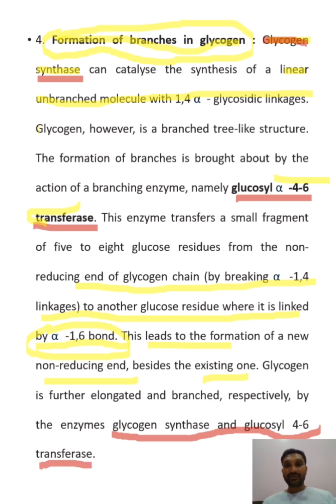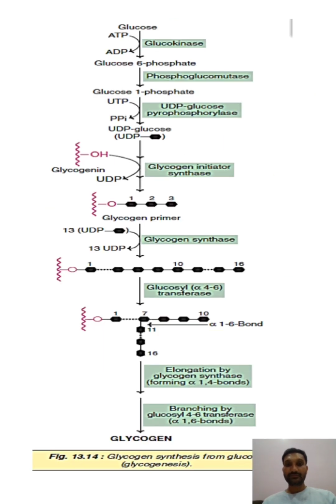The first enzyme is glycogen synthase. This enzyme is very essential for the formation of the linear, unbranched molecule, and the branching is done by glucosyl alpha 4,6 transferase. So this is the overall metabolic pathway of glycogenesis.